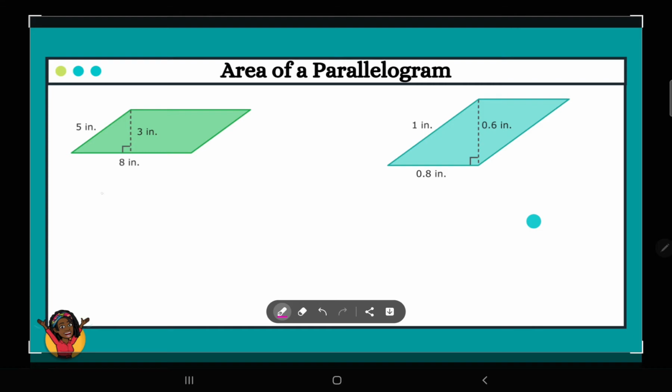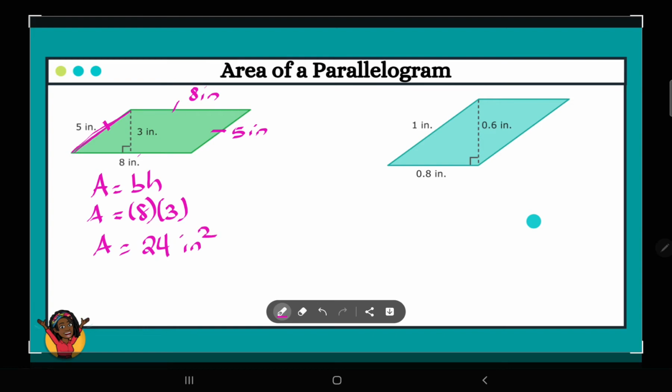Let's try another example. Again, A equals base times height, where our base here would be 8 and our height is the 3. Not to be confused with this leg over here. This is not perpendicular to the base. Therefore, we would not use the 5 in this example. However, if we were calculating the perimeter, then we know that that side is 5. So is that side. If this is 8, so is this one. And then we can use that information to calculate the perimeter. So here we find that our area is 24 inches squared.